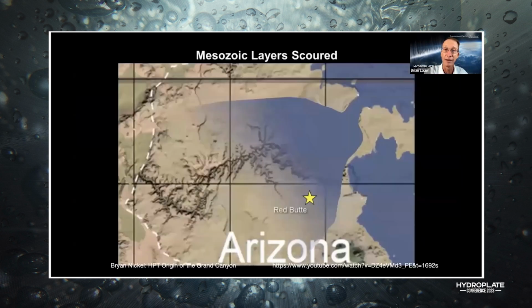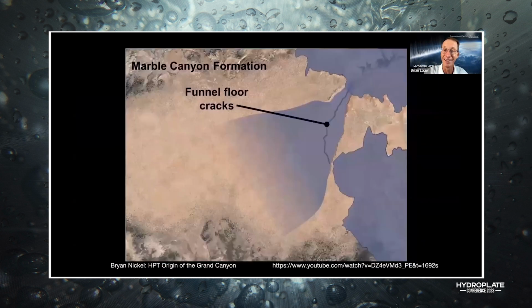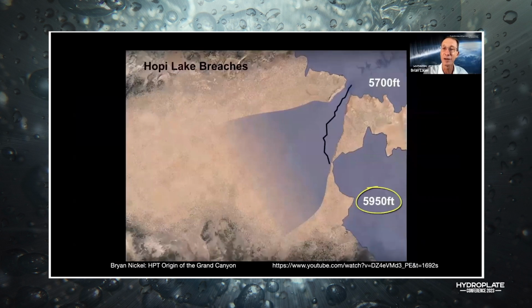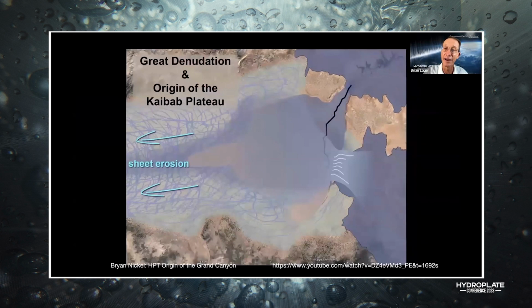And then where does it go? It undercuts Hopi Lake. And so now it undercuts Hopi Lake, which is 250 feet higher. And so now you got two huge Great Lakes just gushing through, and that's probably fallen 2,000 feet. Incredible potential energy, and it's just going to sheet erode everything.